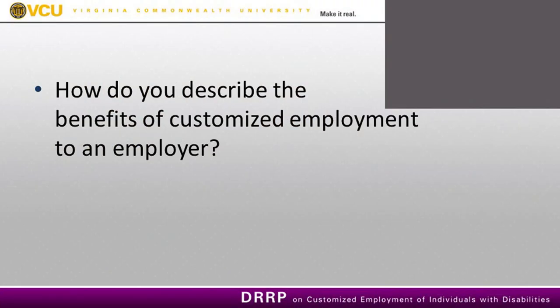Okay. How do you describe the benefits of customized employment to an employer? I think it's important to let that employer know that by customizing a position, they can build a job task to the strengths of the job seeker. So you can take those interests and those strengths of our job seekers, they can look at what they need to do to operate in an efficient way, and they can customize that position for that job seeker. I agree with Jenny.